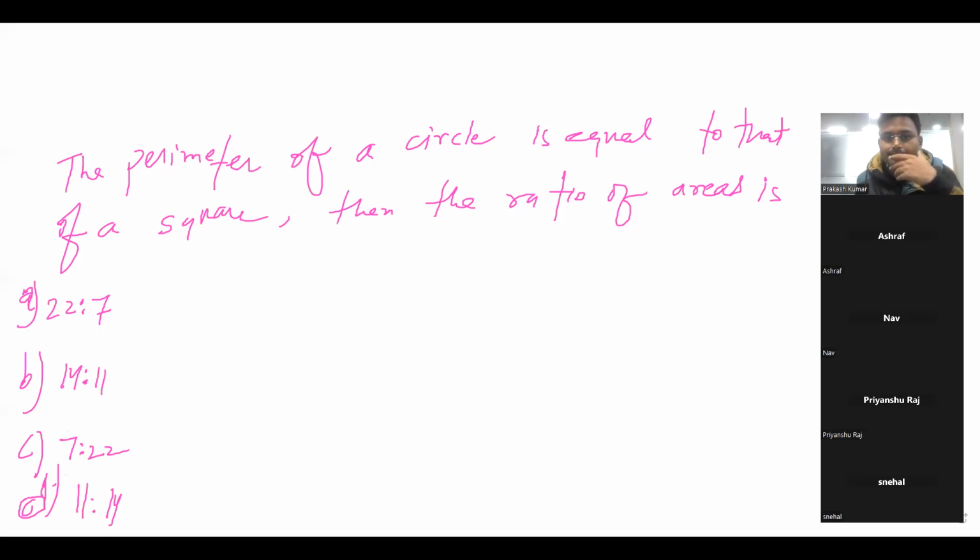Anyone done? Show me your copy if anyone has done. If anyone says they did not understand, all of us know that the perimeter of a circle is 2 pi r. Perimeter of a square is 4 into side. We have studied this in junior classes, right?